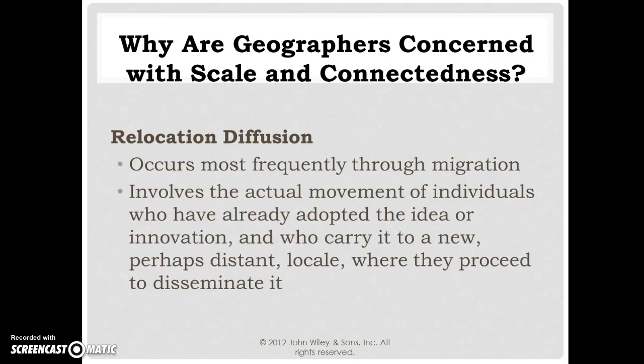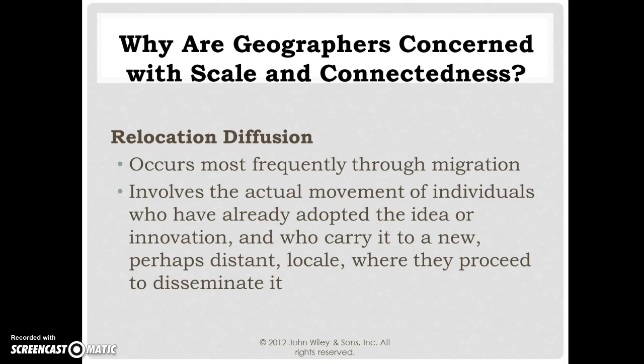Relocation diffusion is a separate thing altogether. Okay. So expansion diffusion, things spread outwards from a given point. Relocation diffusion, things hop over and around. Generally speaking, it occurs through migration, when people physically get up and move from one place to another and carry the idea or the innovation with them, where they then proceed to disseminate it or to spread it out.